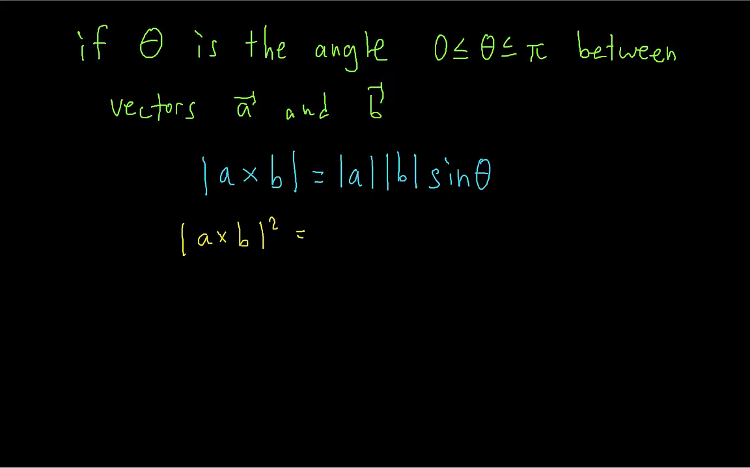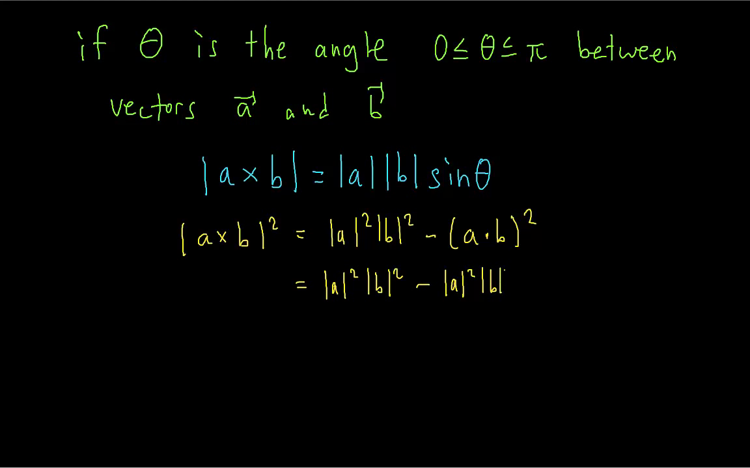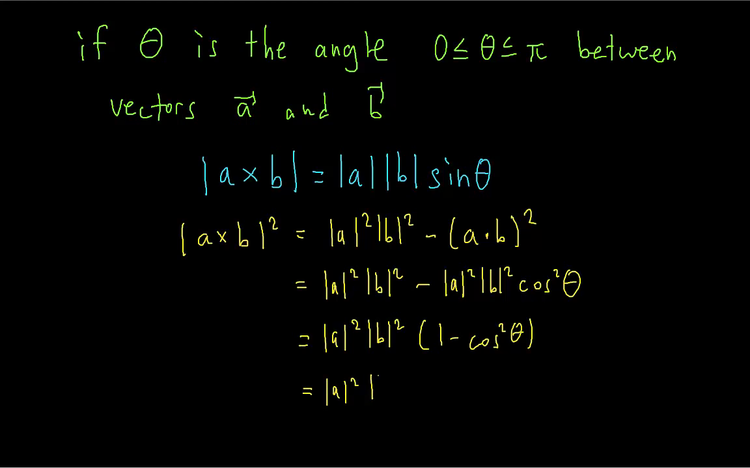So if you want to, you can check that this equality is true. The magnitude of the cross product squared is equal to the magnitude of A squared times the magnitude of B squared minus the dot product of A and B squared. And then we can replace the dot product with, remember that formula that relates to the cosine. And then factoring out the magnitude A squared, magnitude B squared, and then replacing 1 minus cosine squared with sine squared theta. And then now you just have to take the square root of both sides to get the formula.